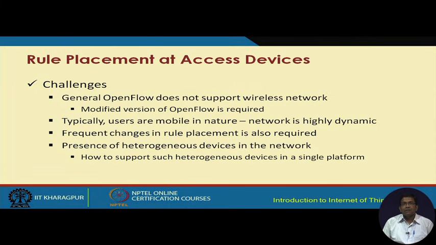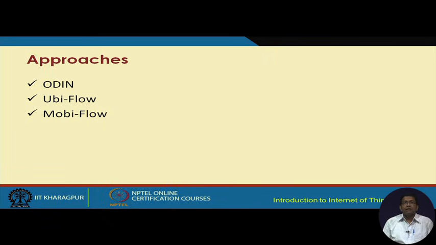So, the last challenge is that different types of heterogeneous devices having different configurations, supporting different vendor specific solutions and protocols and so on exist in a realistic mobile based IoT network. So, how to support such heterogeneous devices in a single platform? These are the challenges that have to be worked upon in order to deal with the rule placement issue. So, there are different approaches or different solutions that have been proposed for it. Number one is ODIN, number two is UBflow and number three is MobiFlow.